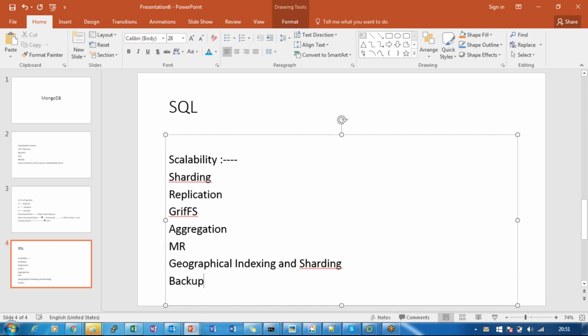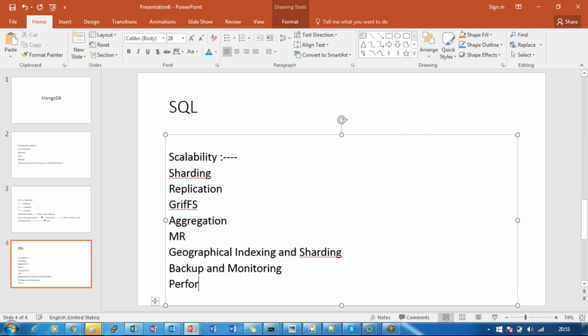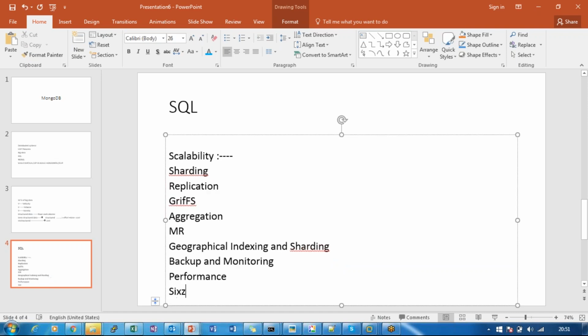Oh, backup and monitoring, performance, sizing. These all things cannot be done by a developer. A developer cannot tell me what amount of size, which kind of disk I should use for getting this performance. Okay, this is the work of a consultant and an administrator. This work can be done by an administrator or a consultant.